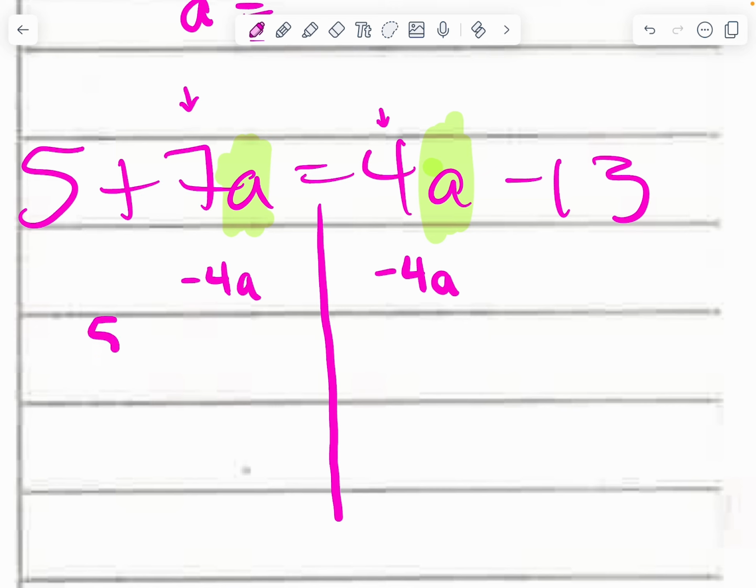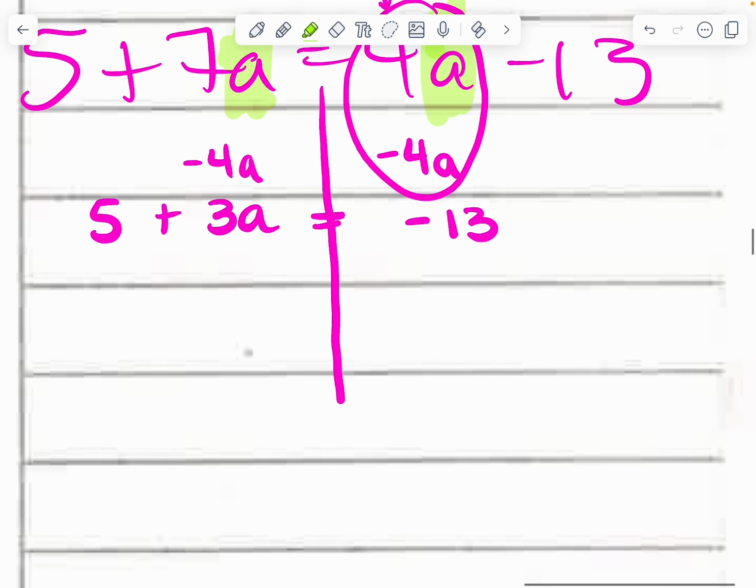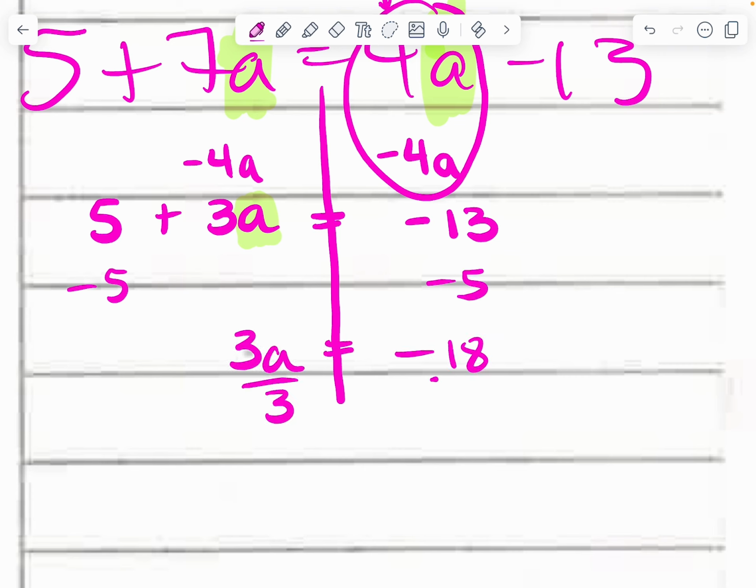Okay, I get 5 plus 3A equals, this turns to 0, it's gone away, minus 13. Or sorry, negative 13. Make sure you bring down the negative. That is one of the biggest issues, is forgetting our negatives. So now I have my variable on one side. So now I just do it like I did all the other problems I've done in the past. I subtract 5, I get 3A equals negative 18, divide by 3, and get A equals negative 6.